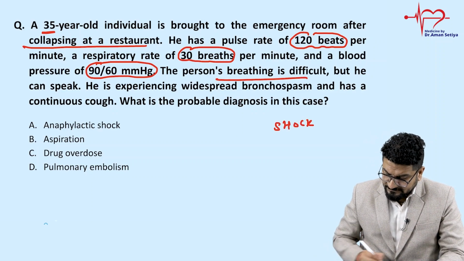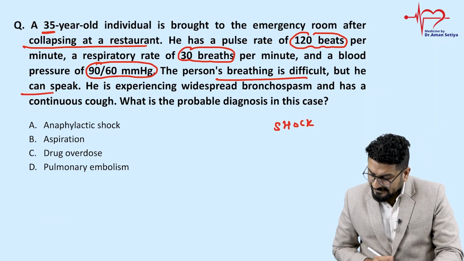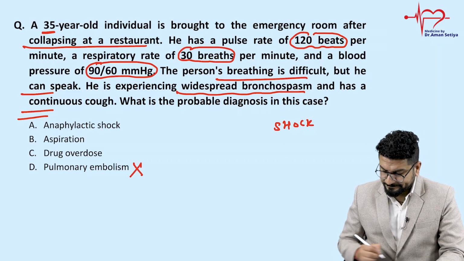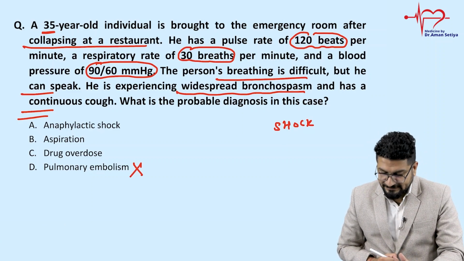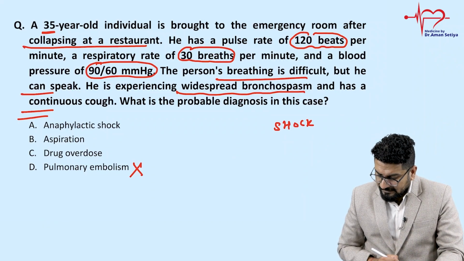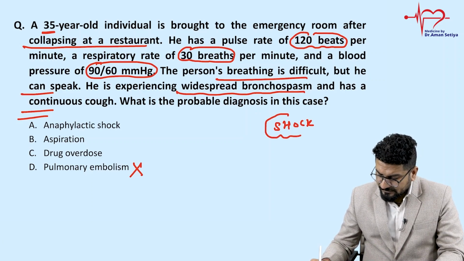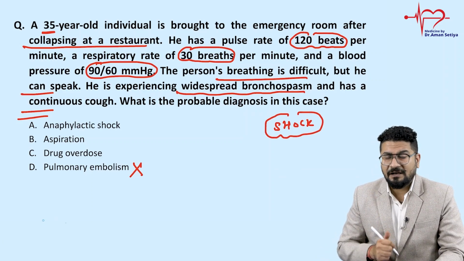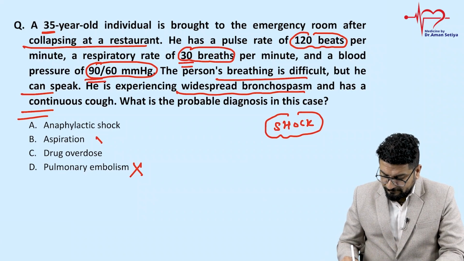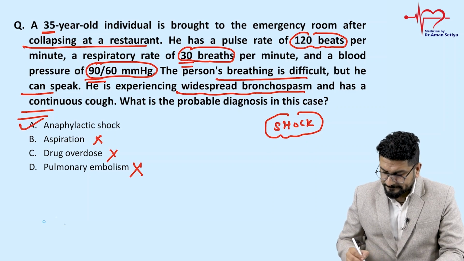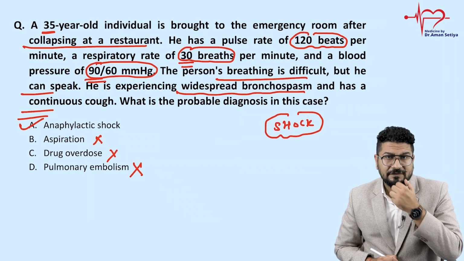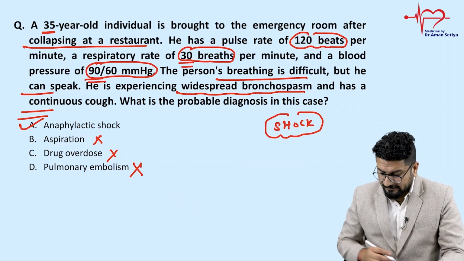Person's breathing is difficult, but he can speak. He is experiencing widespread bronchospasm and has continuous cough. So it is not pulmonary embolism. Just by looking at the cough, we cannot say this, right? Because most pulmonary embolisms are asymptomatic because they are small. It is not a drug overdose because the findings which are telling you it's a shock, means there is tachycardia, there is tachypnea, and the patient is having hypotension. That's very, very important. So it is not due to aspiration, it is not due to drug overdose, it is anaphylactic shock. Is it clear? So this is a candidate who is having widespread bronchospasm, so you have to give him adrenaline at the earliest. That is the treatment of anaphylactic shock.